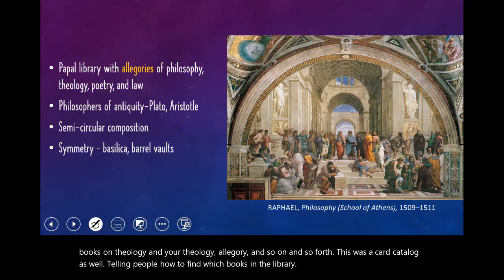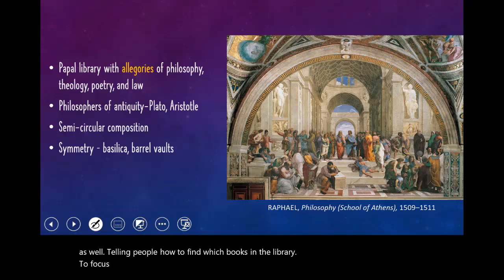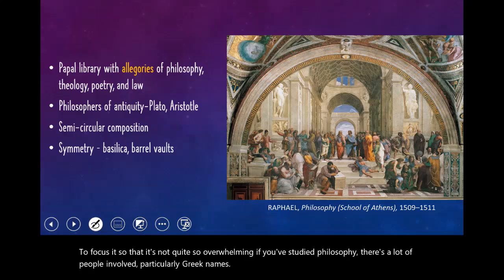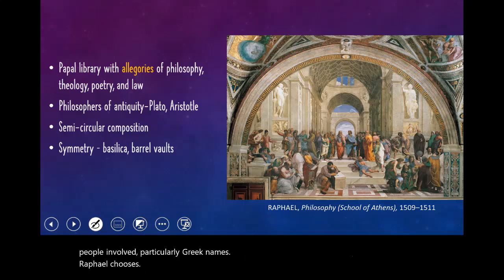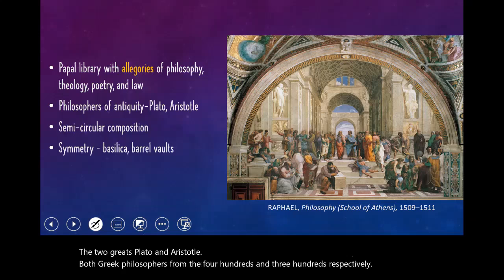To focus it so that it's not quite so overwhelming, if you've studied philosophy, there's a lot of people involved, particularly Greek names. Raphael chooses the two greats, Plato and Aristotle, both Greek philosophers from the 400s and 300s respectively, BC.